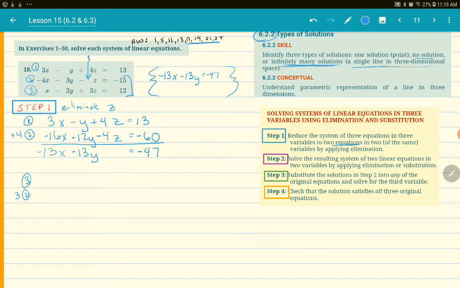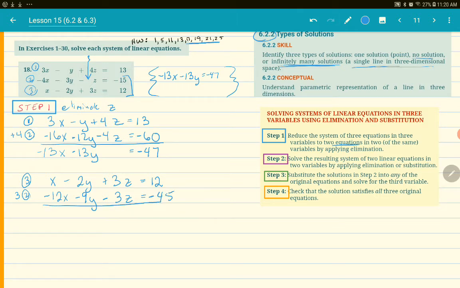Okay, so 3 is x minus 2y plus 3z equals 12. And 3 times equation 2 is negative 12x minus, 3 times 3 is 9y, minus 3 times 1 is 3. And then negative 15 times 3 gives me negative 45.